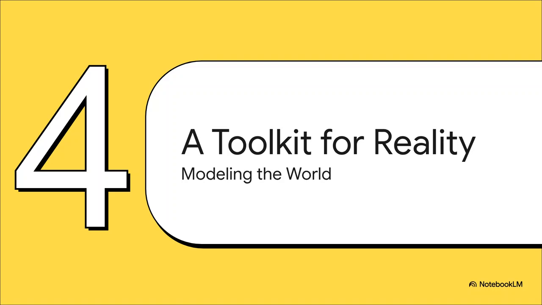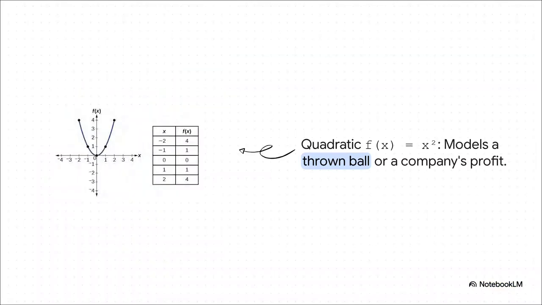Okay, so we can spot them. But what are they actually for? This is where things get really cool. See, functions aren't just one thing. They're a whole toolkit for describing reality. Each type of function has a different shape that can model a different pattern in the world. First up in our toolkit, we've got the quadratic function, f(x) = x². Its classic U shape, which we call a parabola, is perfect for modeling things that go up and then come back down, like the arc of a thrown ball. It can also model a company's profit, which might rise to a peak before falling off again.